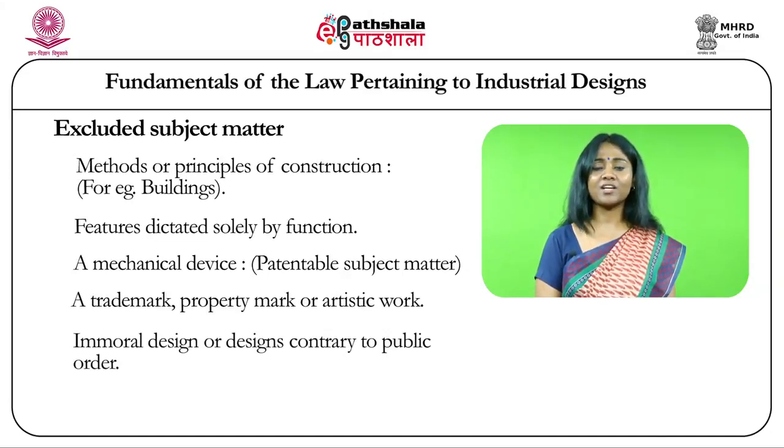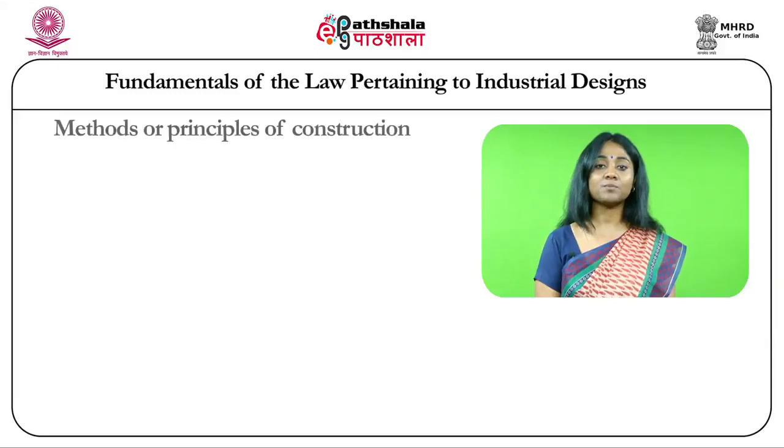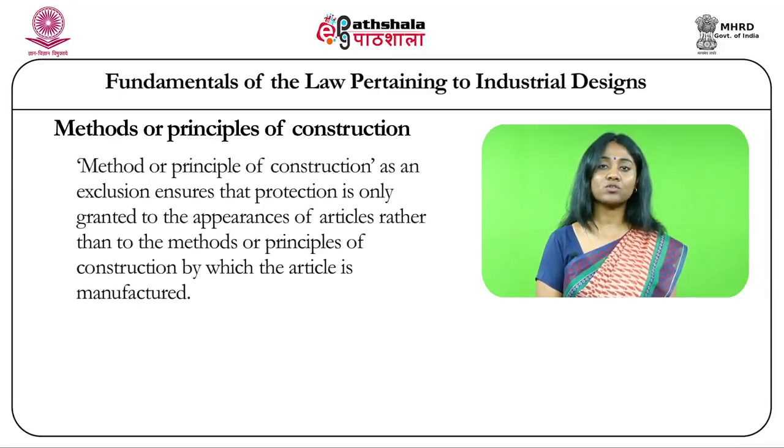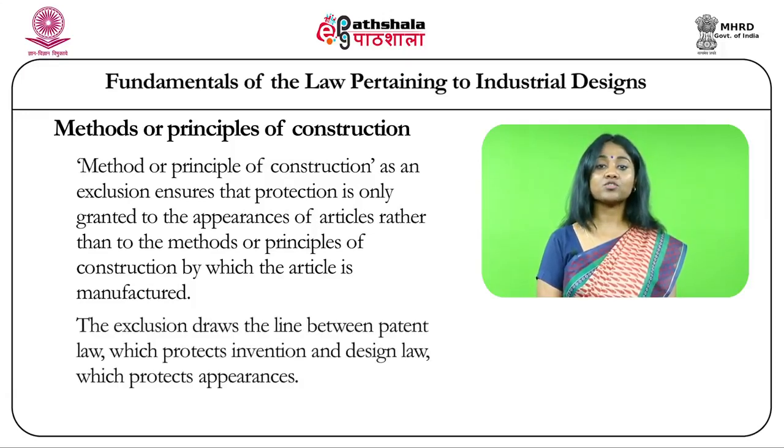Let's understand some rationale behind excluding certain subject matter from the protection of industrial design, beginning with methods or principles of construction, and the example I gave was that of buildings. So methods of construction as an exclusion ensures that protection is granted to the appearances of articles rather than to the methods or principles of construction by which an article is manufactured. Therefore, the exclusion draws the line between patent law, which protects inventions, and design law, which protects appearances.